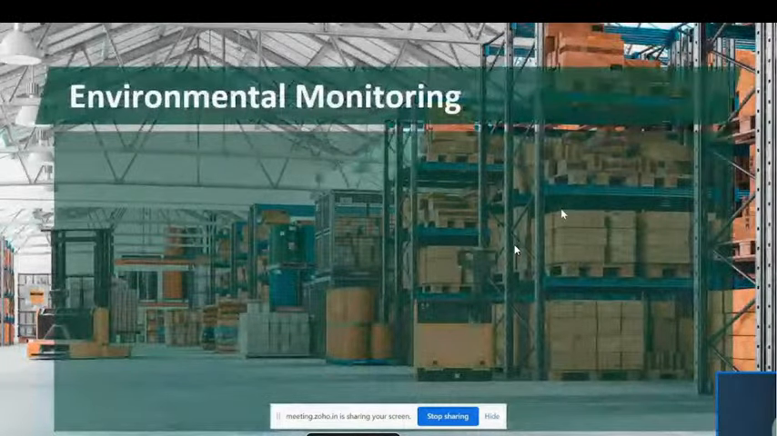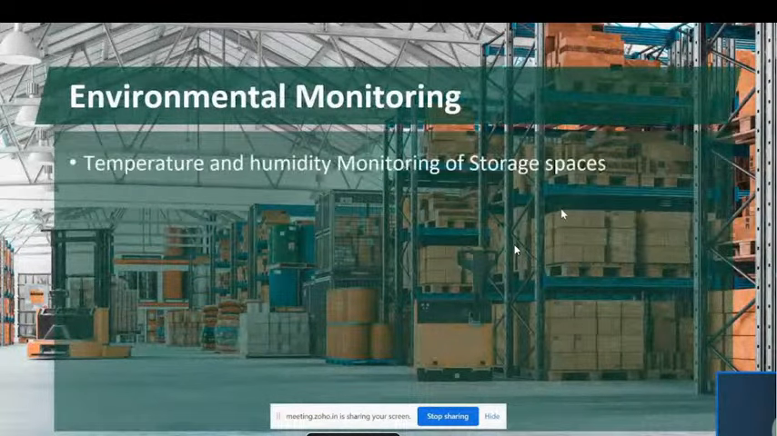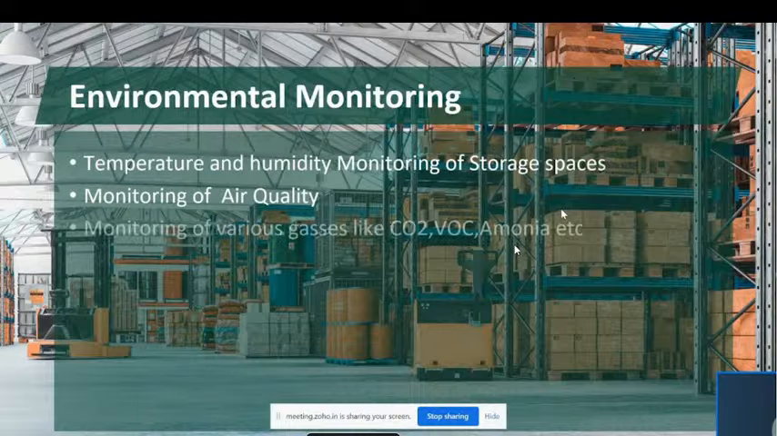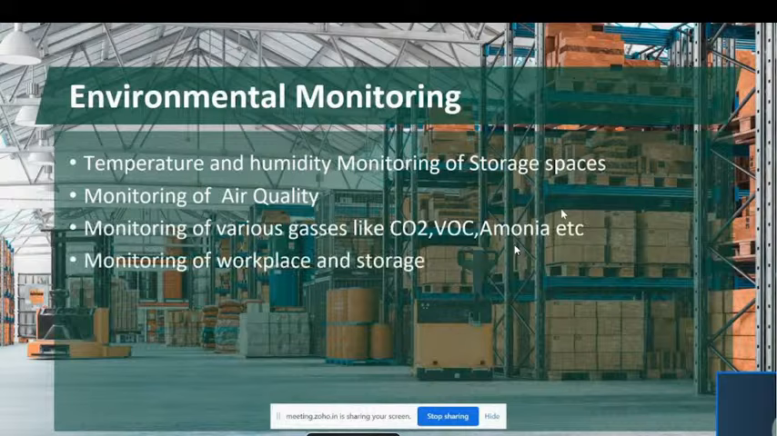How do we do environment monitoring? Environment monitoring includes temperature and humidity monitoring of storage spaces and air quality monitoring, because nowadays compliances are getting more and more stringent, and more people want all these parameter data. It also includes monitoring of gases like CO2, VOC, ammonia, etc. People want to manage the workplace, and also monitor the storage and the warehouse.